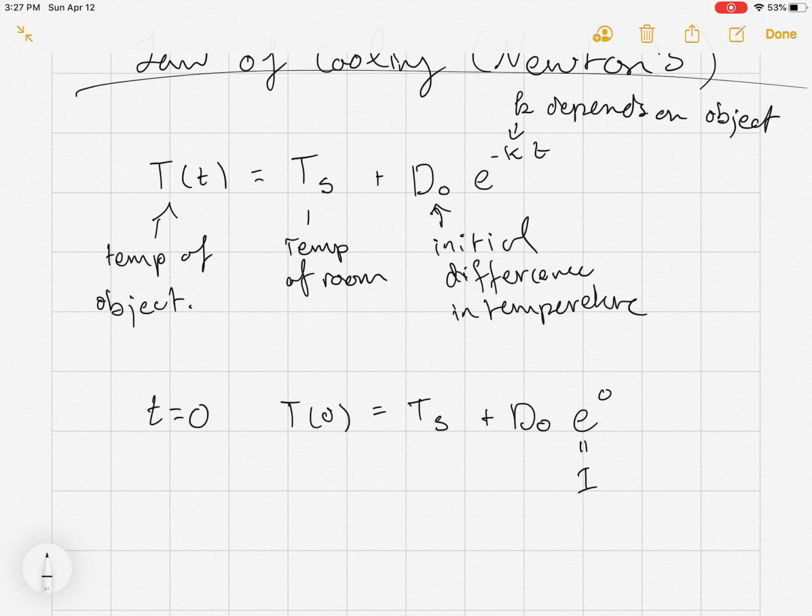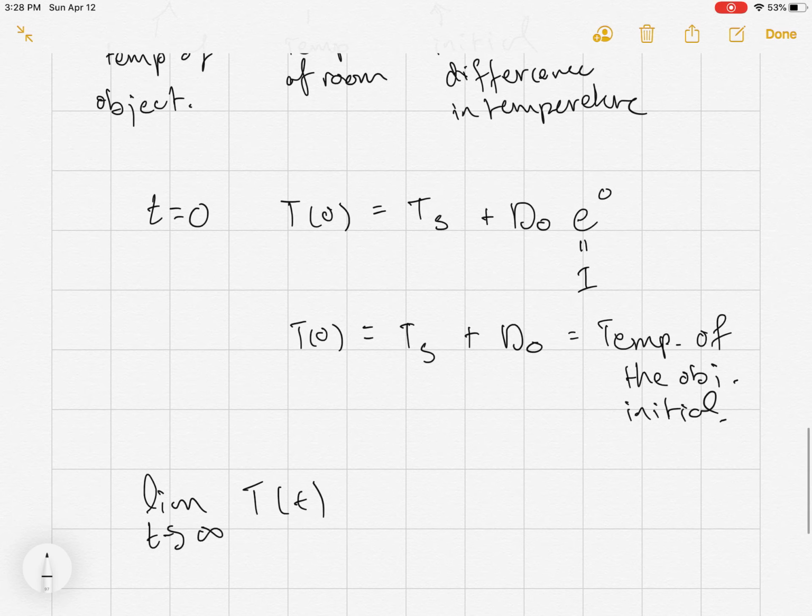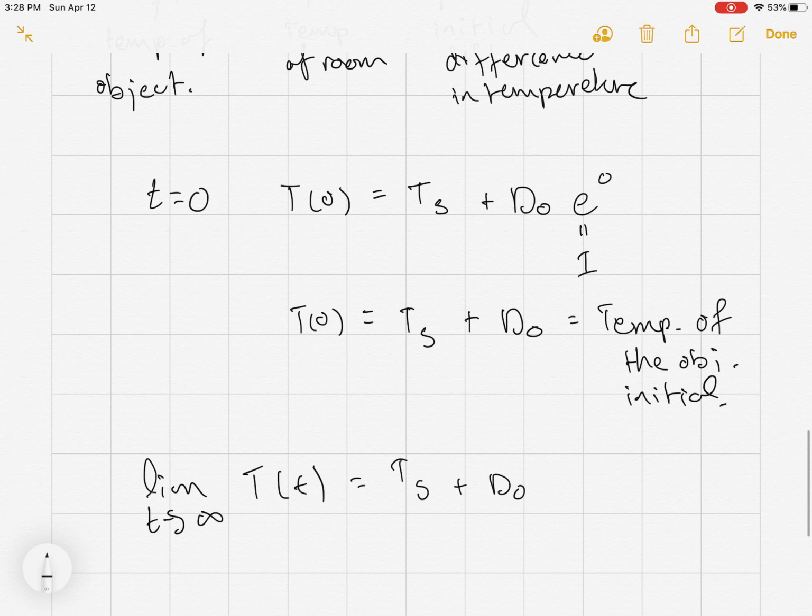So that makes sense, right? If instead we look at our limit as t goes to infinity of T of t, we want to look at what's going to happen if we just leave the coffee cup or the object in the room for a really long time and see what happens to its temperature. So if we do that, this Ts we're not going to be affected at all. We're going to get that plus D0, but then let's take a look at e to the negative kt.